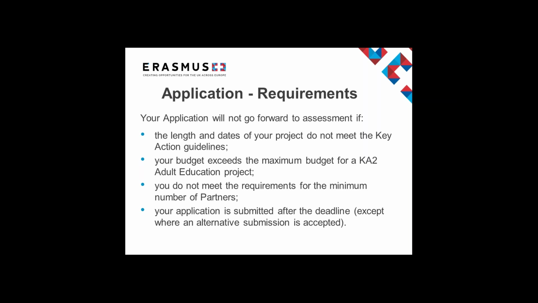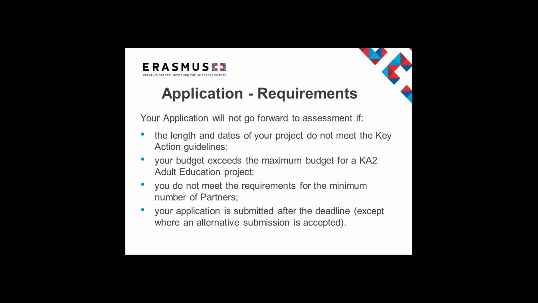Once we've received your application, we will check its eligibility. Your application will not go forward to assessment if your start date and end date, as well as the project duration, are not in line with the criteria specified in the programme guide on page 113, or if your budget requested from Erasmus Plus is more than the maximum, or if you do not have the minimum number of programme country partners, or if you submitted your application after 11 AM on the 31st of March 2016.